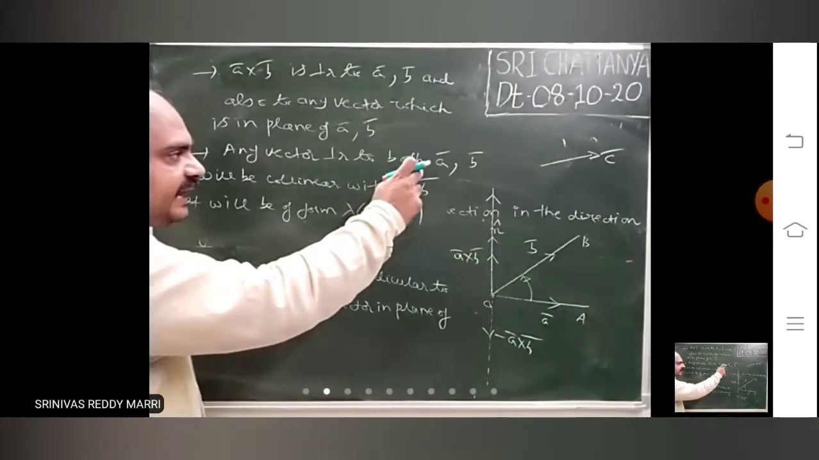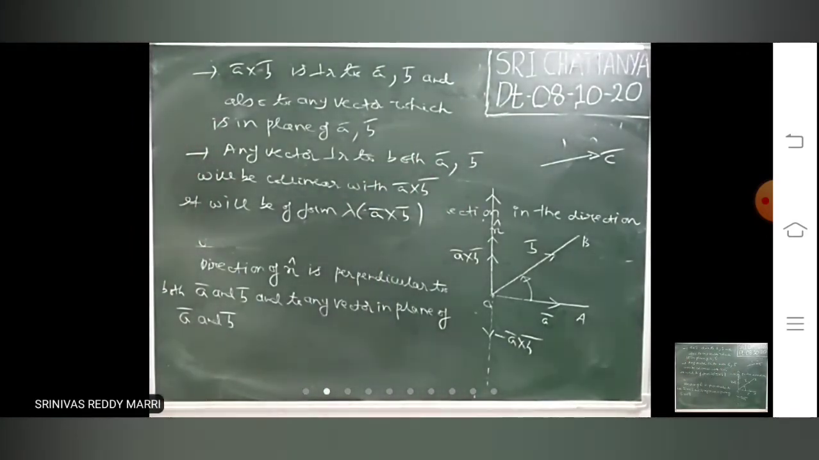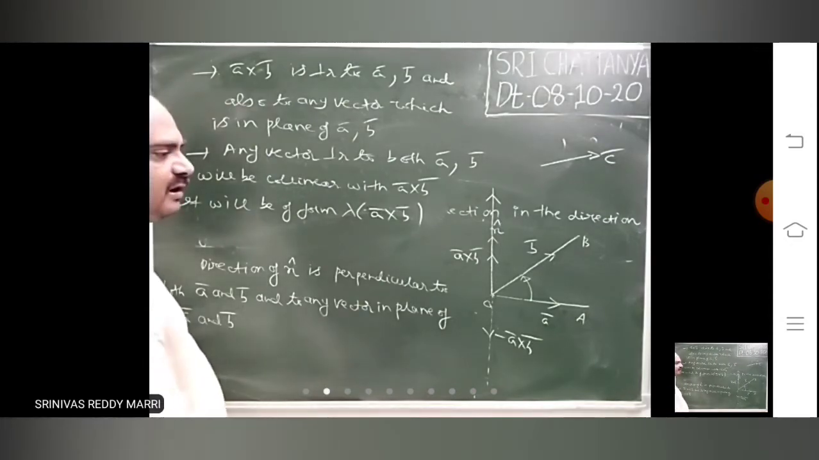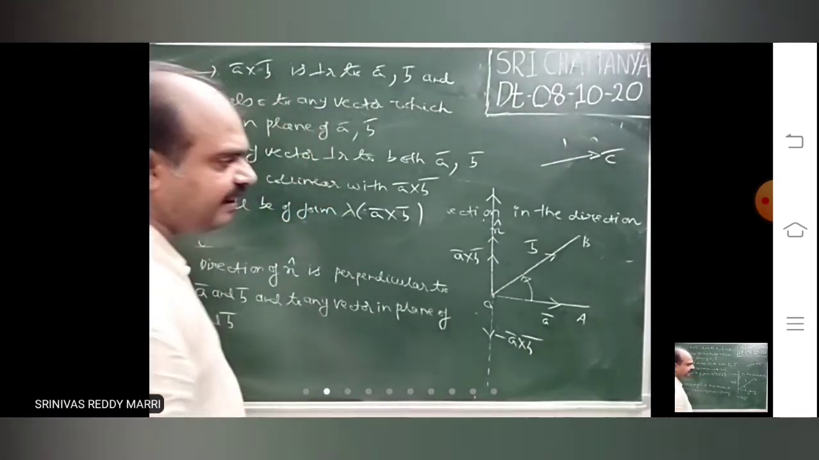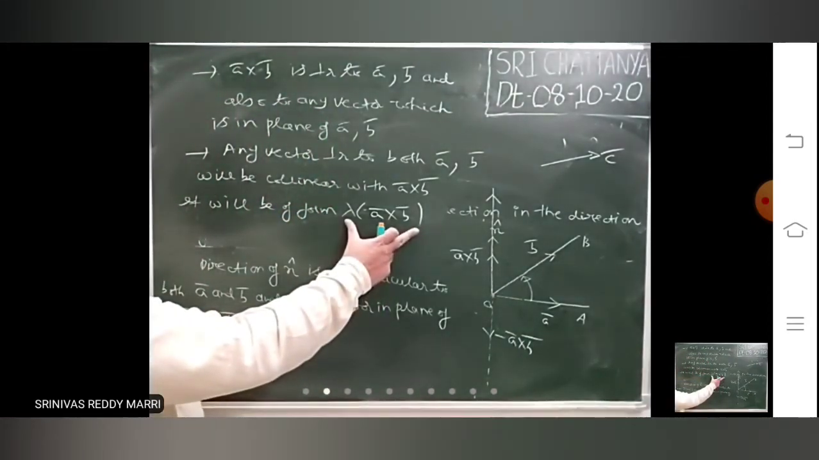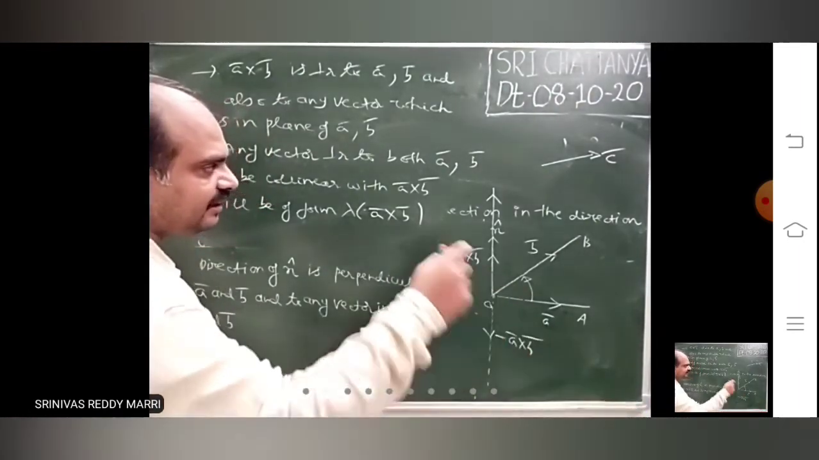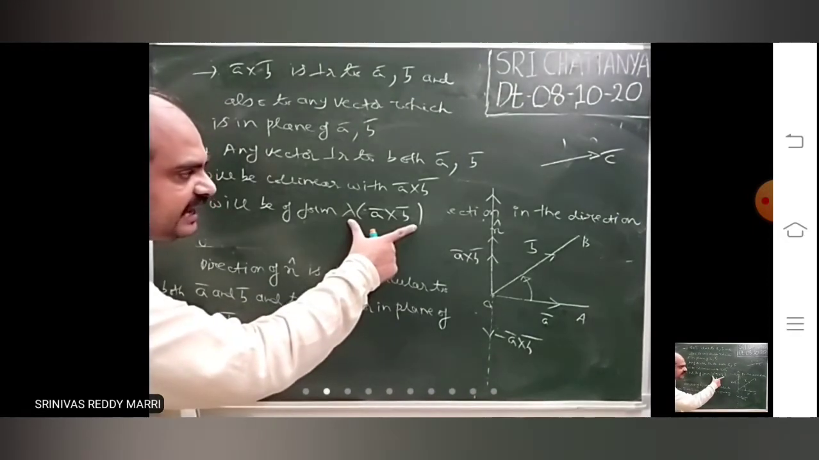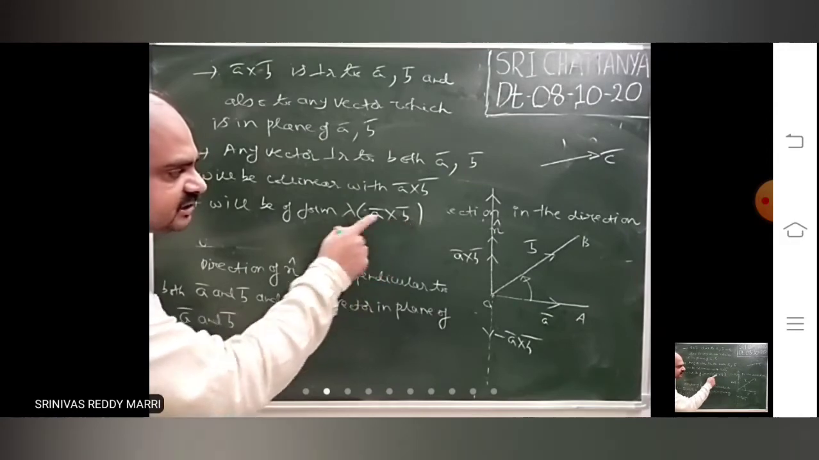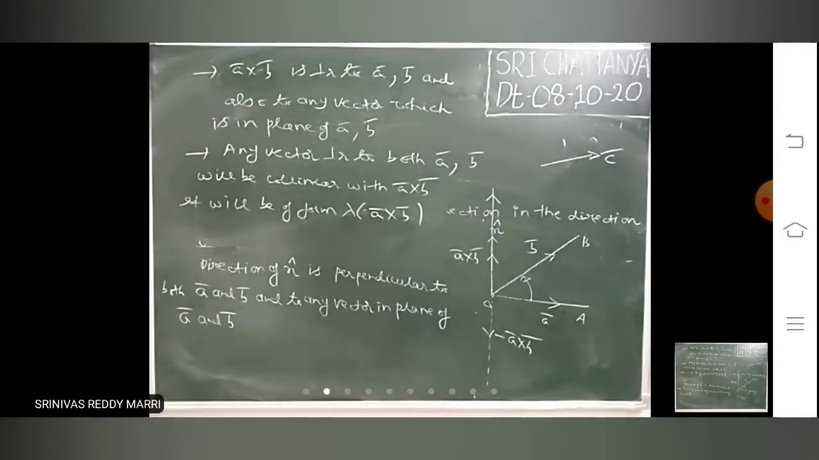If you want to find any vector in a direction perpendicular to B bar, take it in the form lambda into A cross B. In that perpendicular direction, one vector is A cross B. If you want to write any vector, it will be collinear with A cross B, that is lambda into A cross B. If you find lambda, you will get that vector.